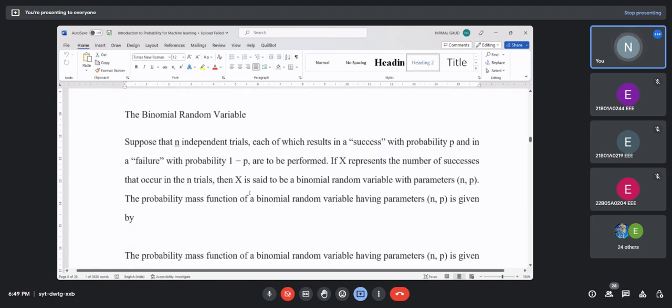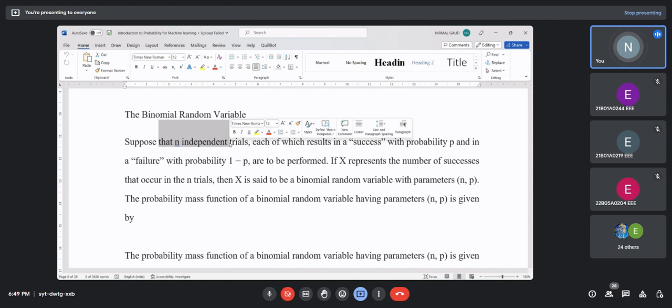And then we have the binomial random variable. Now, what does binomial mean? Again, an important concept. Suppose we have independent trials, that means I'm talking about independent events which are not dependent upon each other.